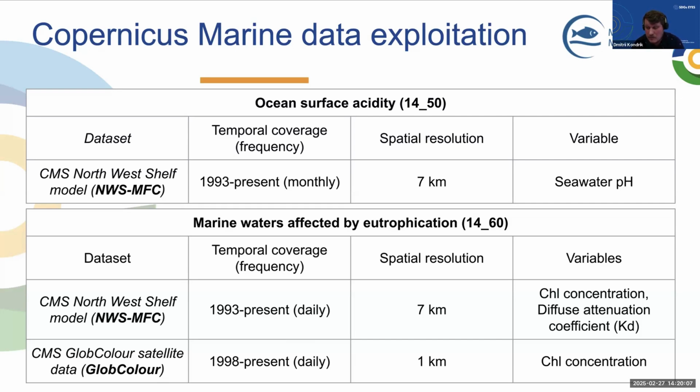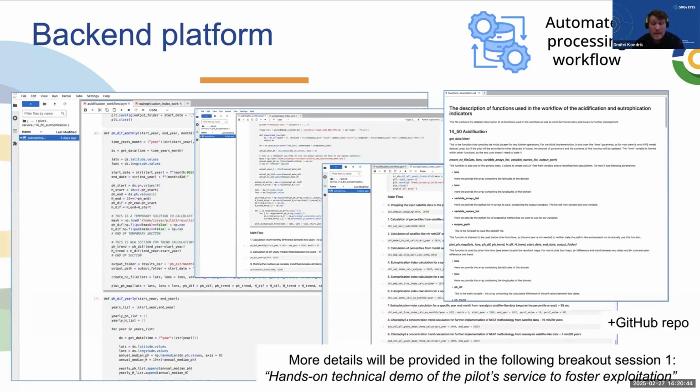As regarding the variables, we use seawater pH, obviously, for the sea surface acidity, and chlorophyll concentration with diffuse attenuation coefficient as input data for the eutrophication indicator. And also for the eutrophication, we additionally use the satellite data provided also by Copernicus Marine Service, originally produced by the GlobColour project. It spans from 1998 to present. It has 1 kilometer spatial resolution, and from this type of data, we extract the chlorophyll concentration values.